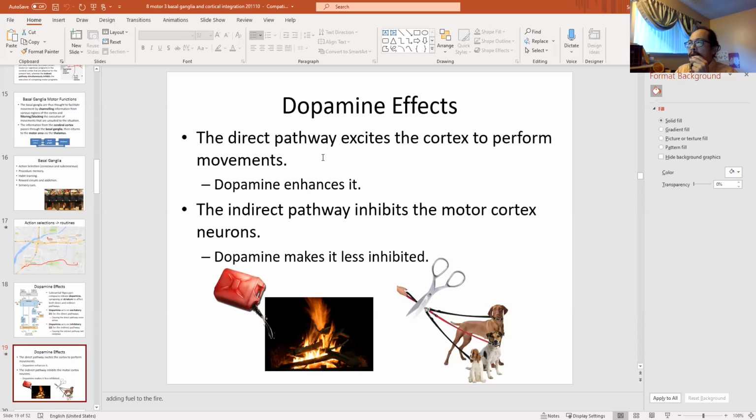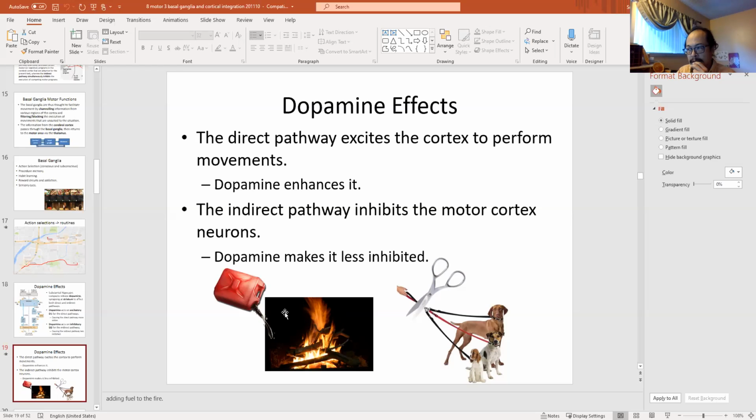So the direct pathway excites cortex to perform the movement, and the dopamine enhances it. The indirect pathway inhibits the motor cortex neuron. The dopamine makes it less inhibited.